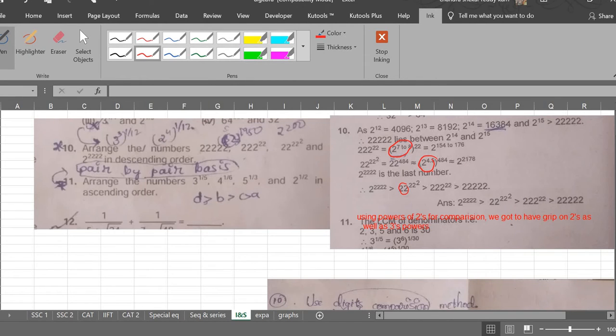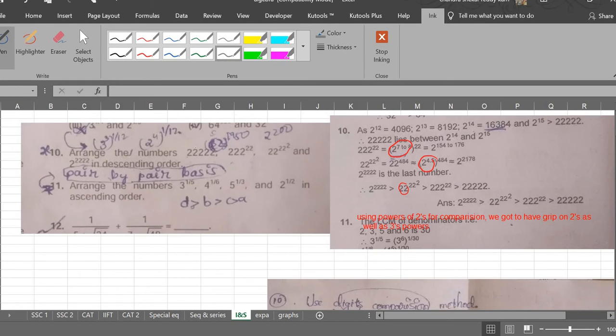This is a beautiful problem. I have seen similar kinds of problems where I will actually take this or this and make the base uniform or the power uniform. But now we have to convert everything into 2's, powers of 2's to be specific, and we need to compare all of them. We should have a sound grip on the 2's and powers of 2's and powers of 3's as well.